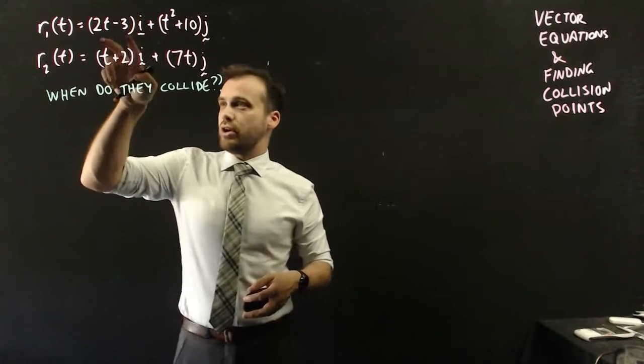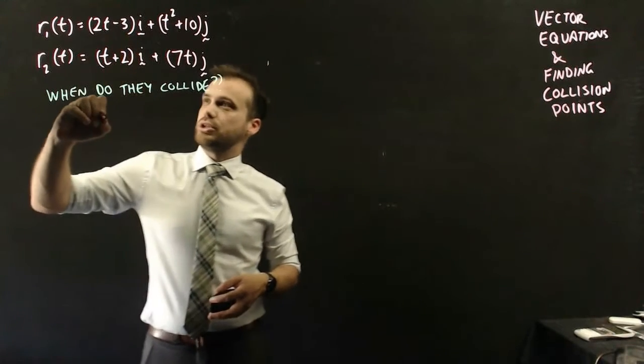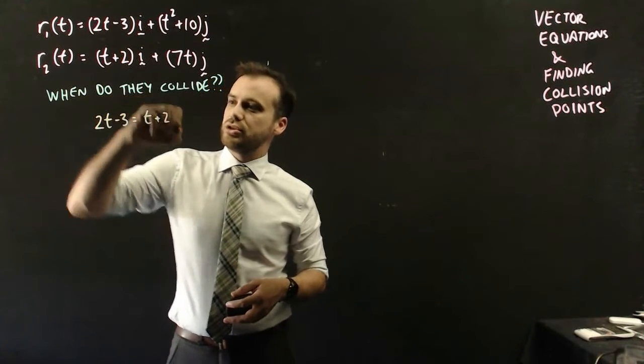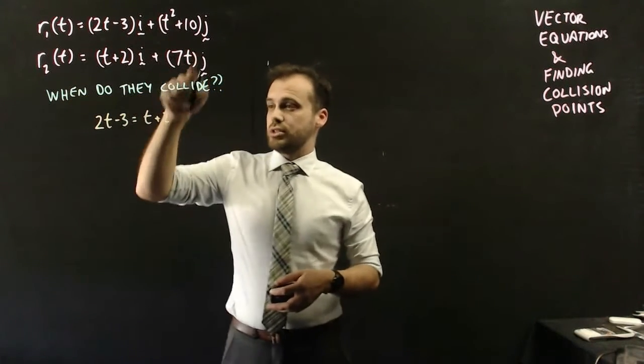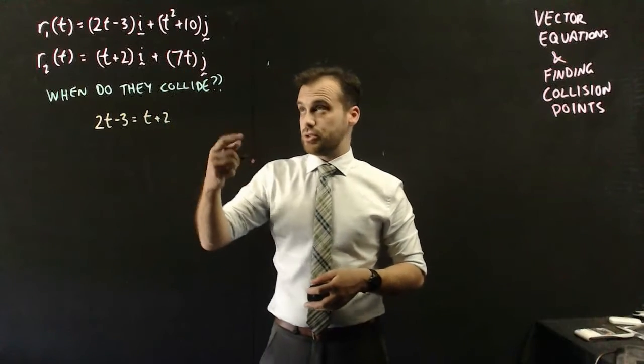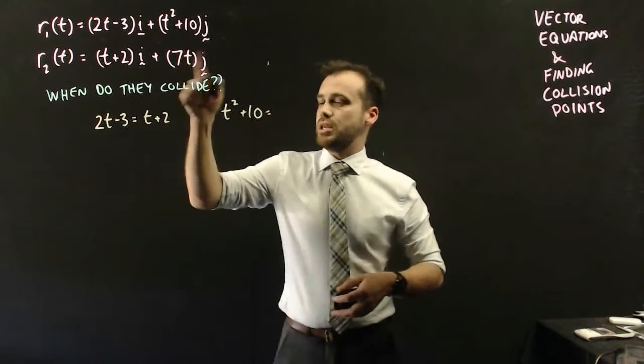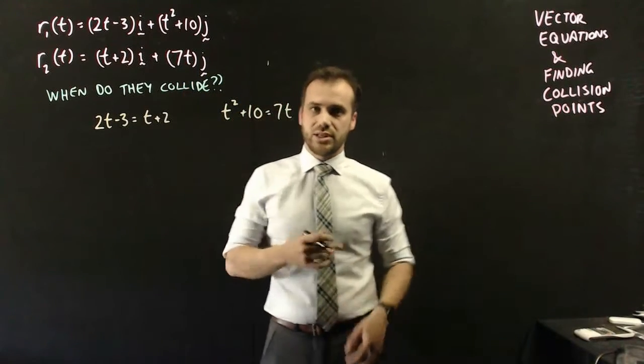So, the I components are going to have to be equal to each other. So 2t minus 3 needs to equal t plus 2. And the J components need to be equal to each other as well. So t squared plus 10 would need to be equal to 7t.